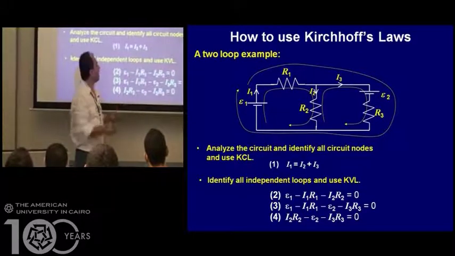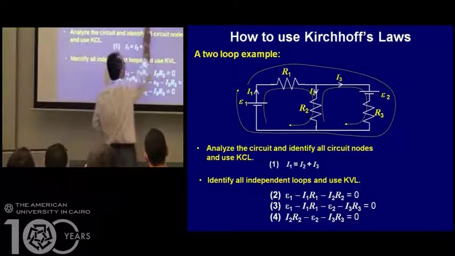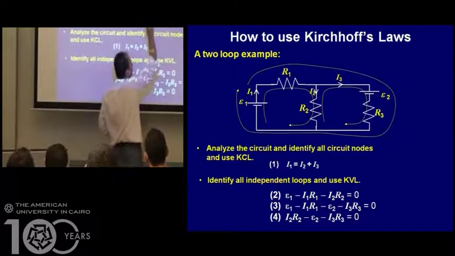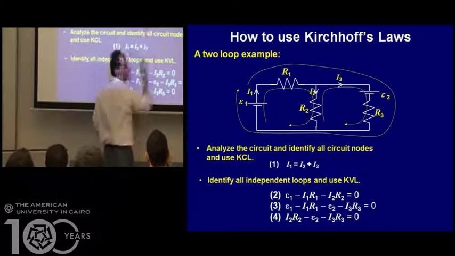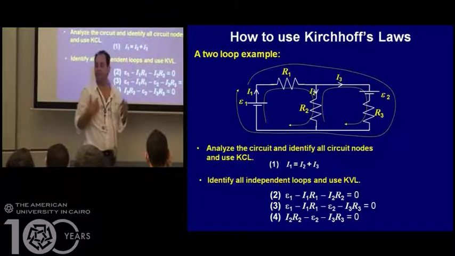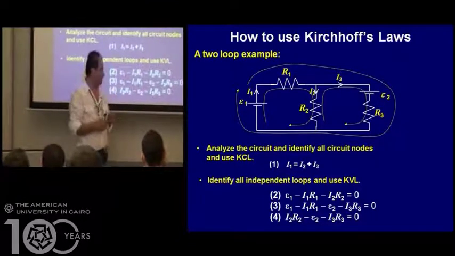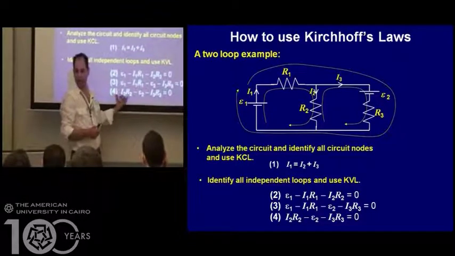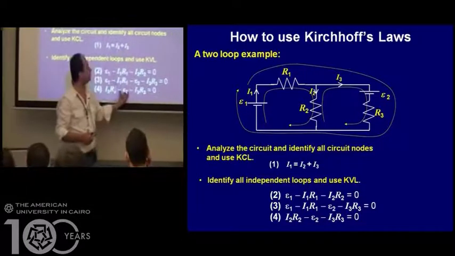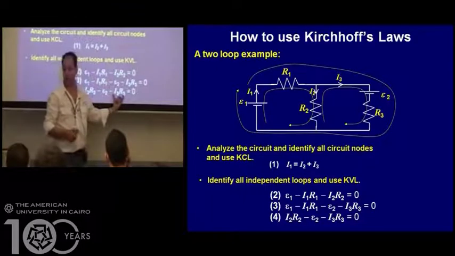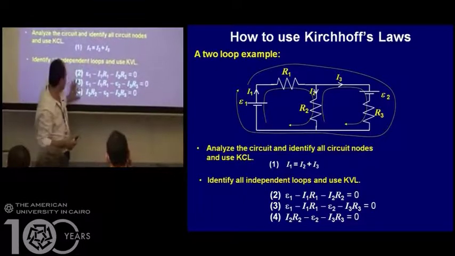I'm going to go from that point clockwise. So if you go up, you'll find that the current is opposing your direction. That means that this is a negative current. So negative of negative, that will give you I2 R2. Then if you continue, you get negative E2, you get negative I3 R3. This is Kirchhoff's voltage law for the second loop.